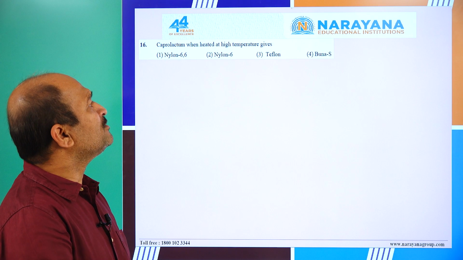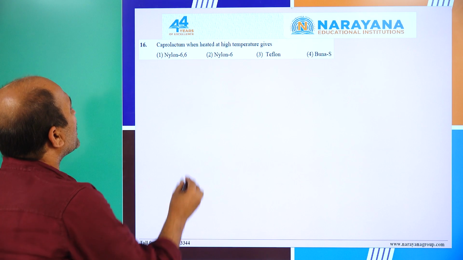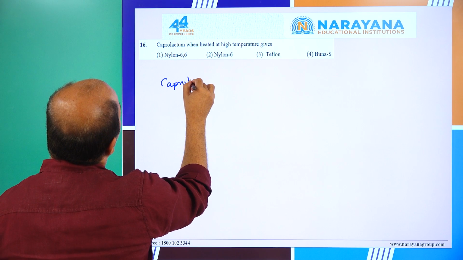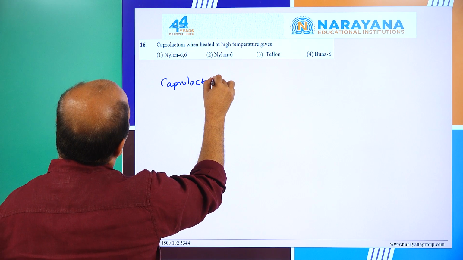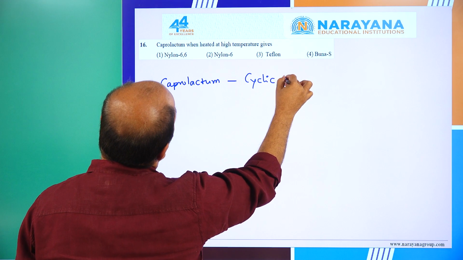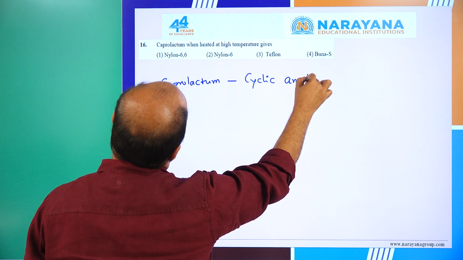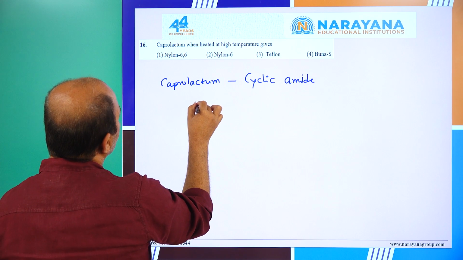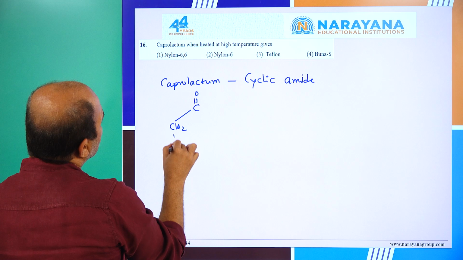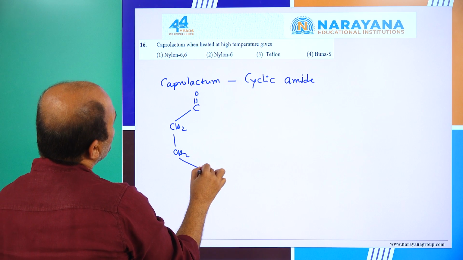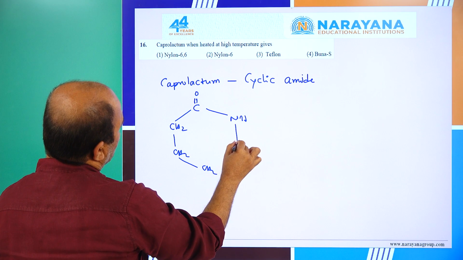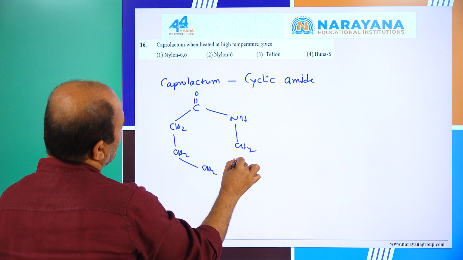Caprolactam when heated at a high temperature gives. Caprolactam is a cyclic amide. C double bond O, CH2, CH2, CH2, NH, CH2, CH2.